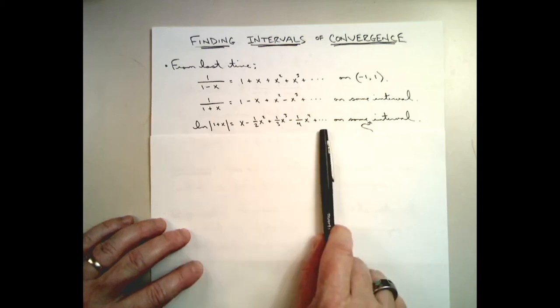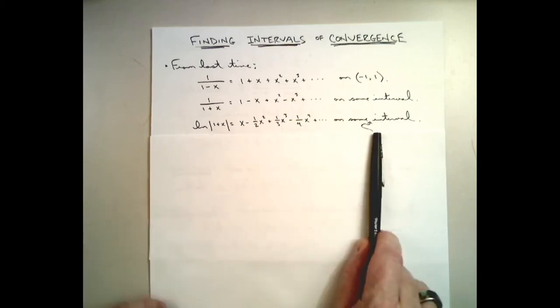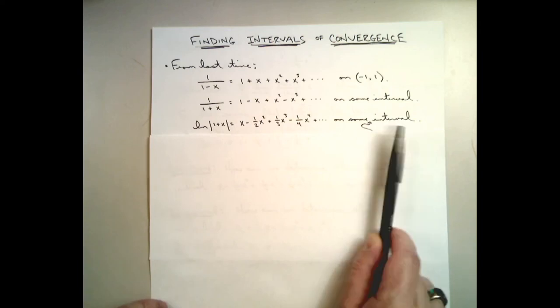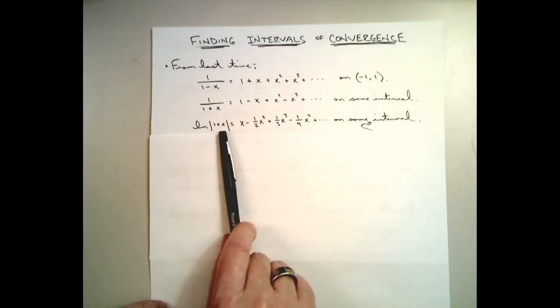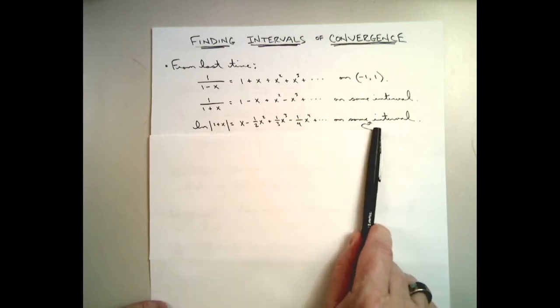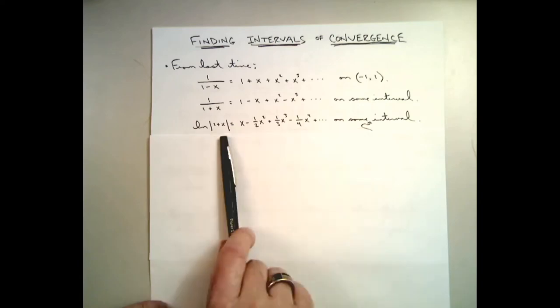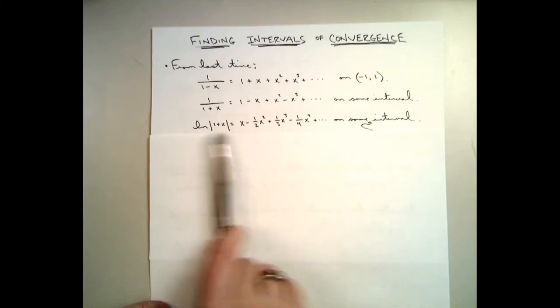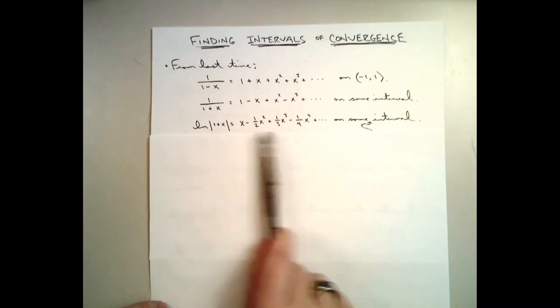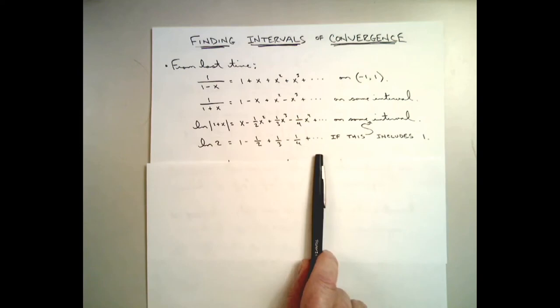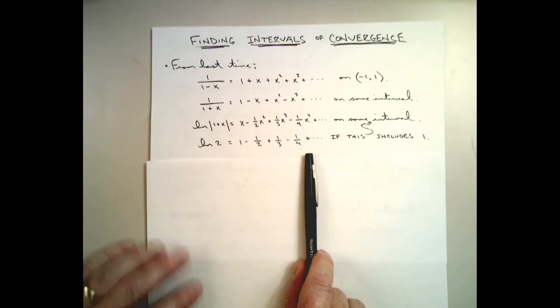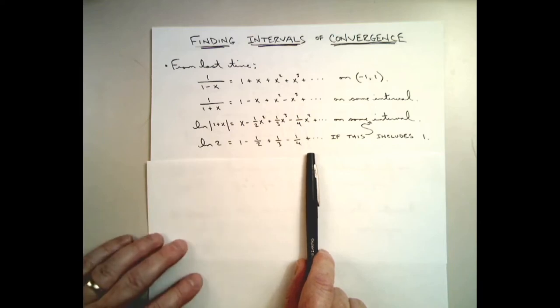And we said that this equality is going to be true on some interval. We never really established which one. However, we noticed that if this interval happens to contain the number 1, then what we have is the natural log of 2, natural log of 1 plus 1, equal to the alternating harmonic series, which was a fact that we talked about a couple of weeks ago, but we had not given an explanation for. Now we have an explanation for it.